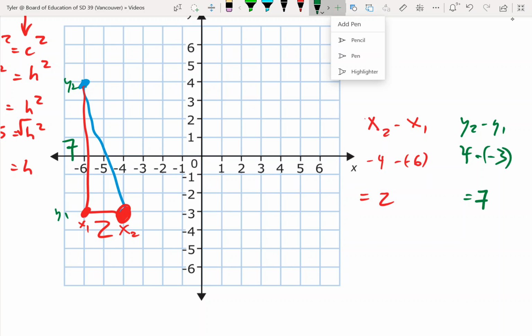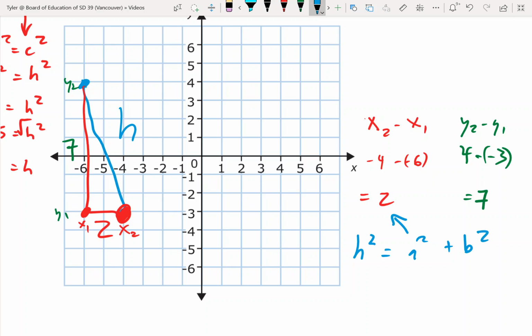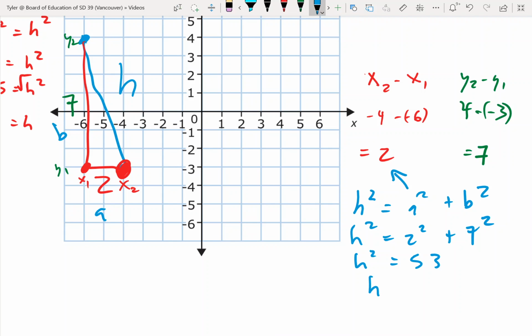And if I wanted to find my hypotenuse, which we'll call h, the formula again is h squared is equal to a squared plus b squared. This one's a, this one's b. So h squared is equal to 2 squared plus 7 squared. H squared is equal to 4 plus 49, so 53. So h would be equal to the square root of 53. I'm just going to leave it like that. I can make it a mixed radical or whatever, but same thing. That's simplified. If you wanted a decimal, you'd have to round.